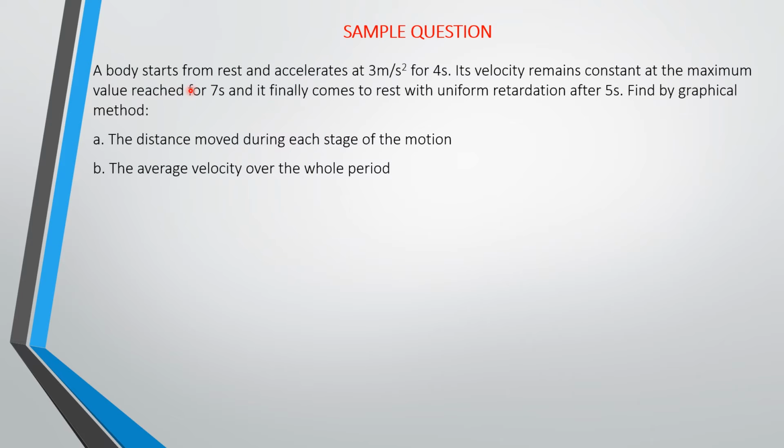Okay, so this is a sample question. A body starts from rest and accelerates at 3 meters per second squared for 4 seconds. Its velocity remains constant at the maximum value reached for 7 seconds, and it finally comes to rest with uniform retardation after 5 seconds. Find by graphical method A, the distance moved during each stage of the motion. B, the average velocity over the whole period.